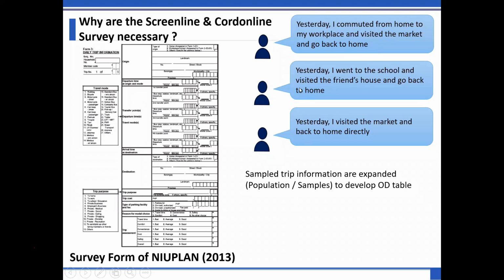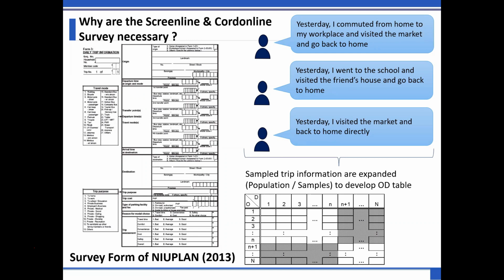Second, his son says, yesterday I went to school, visited a friend's house, and went back home. Third, maybe Mommy says, yesterday I visited the market and went back home directly. Such answers are converted into OD tables, and they are expanded by the population, by the number of samples by zone.